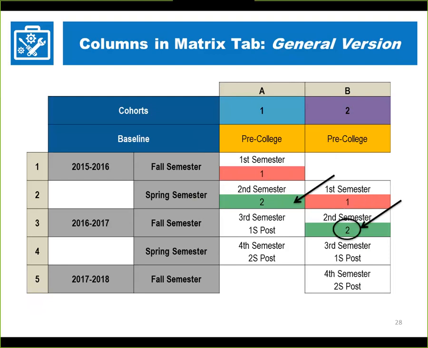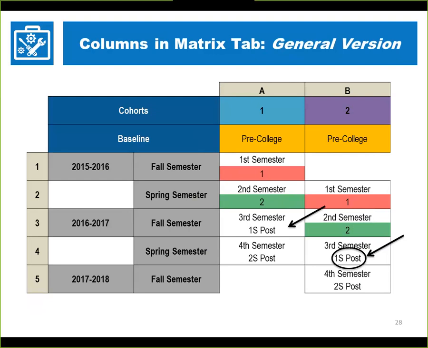And then in addition to information about the amount of exposure, cells may also include information about the number of semesters since the end of the intervention if data collection continues past the end of the intervention. So in the example, data are collected 1 semester post-intervention, which is written as 1S post, referring to 1 semester post-intervention, and 2 semesters post-intervention is written as 2S post.